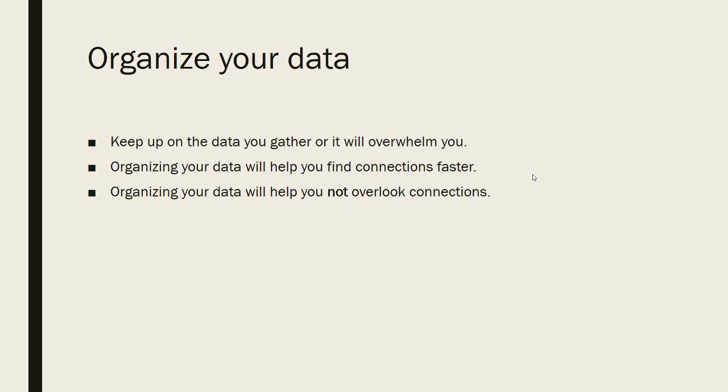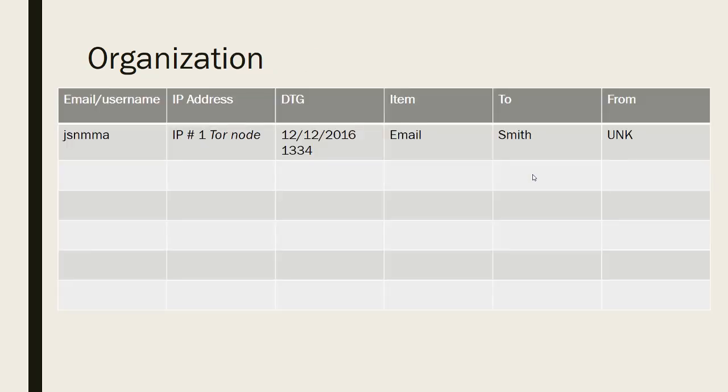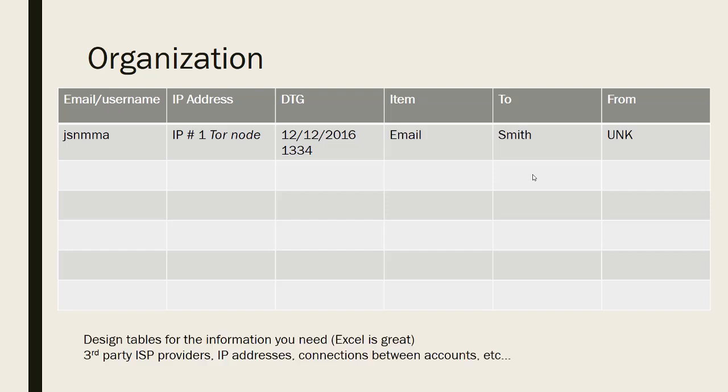And I'm talking about connections between evidence and connections between people, and connections between evidence and people. So here's a simple example of a simple spreadsheet. Username, IP address, date, time, group, item, to and from. So this would be like a spreadsheet for emails. So you can design the table however you like it.